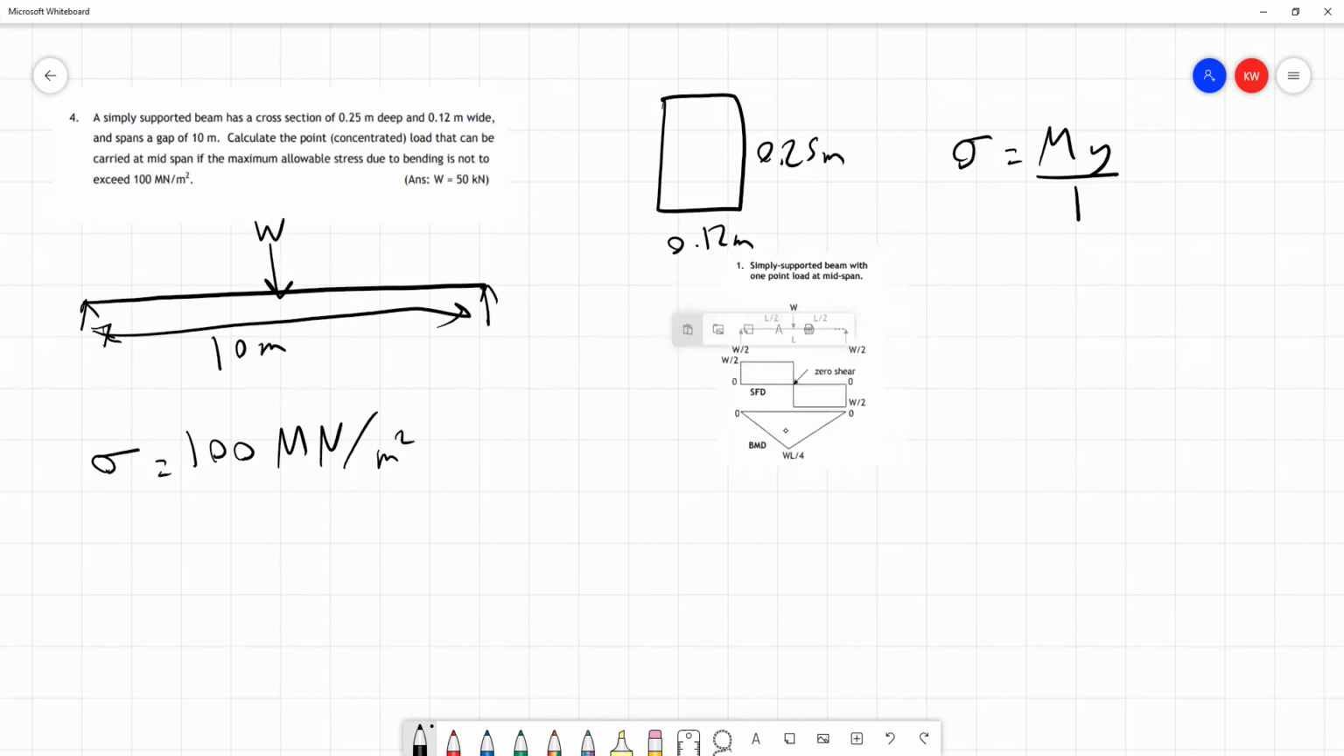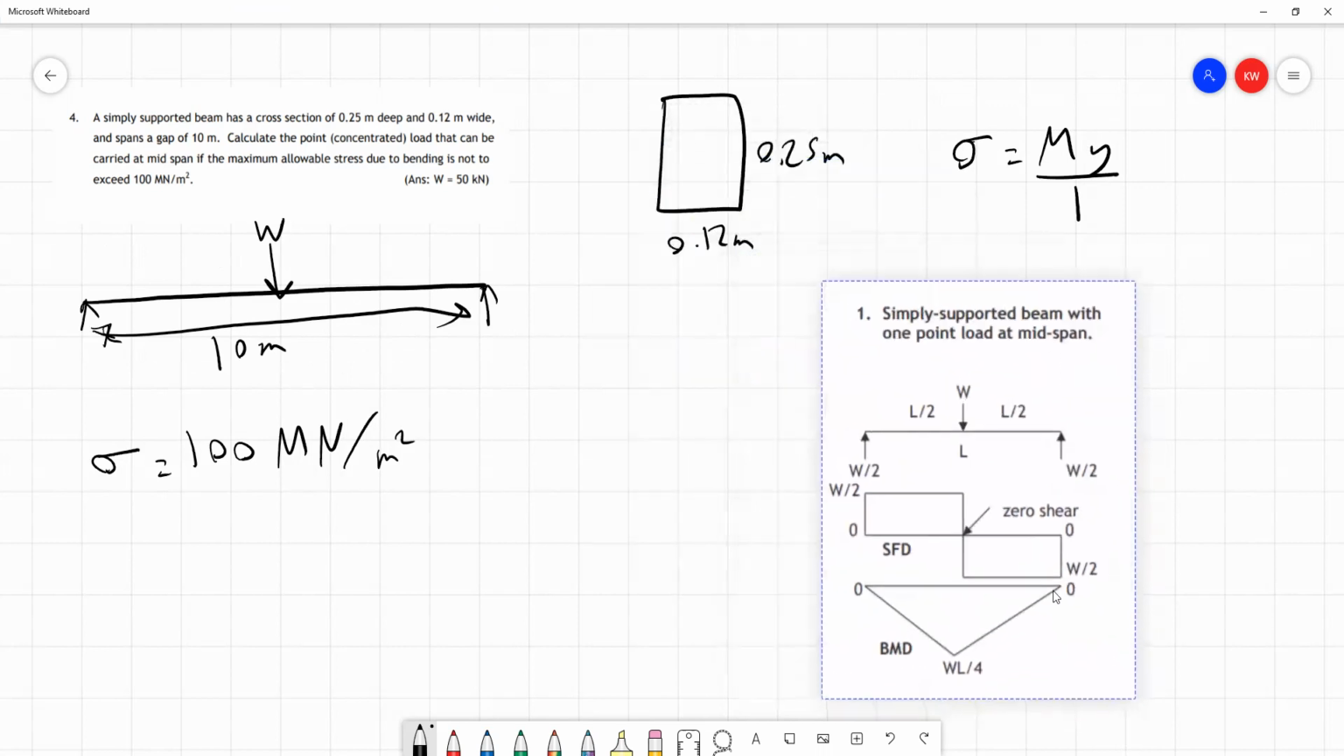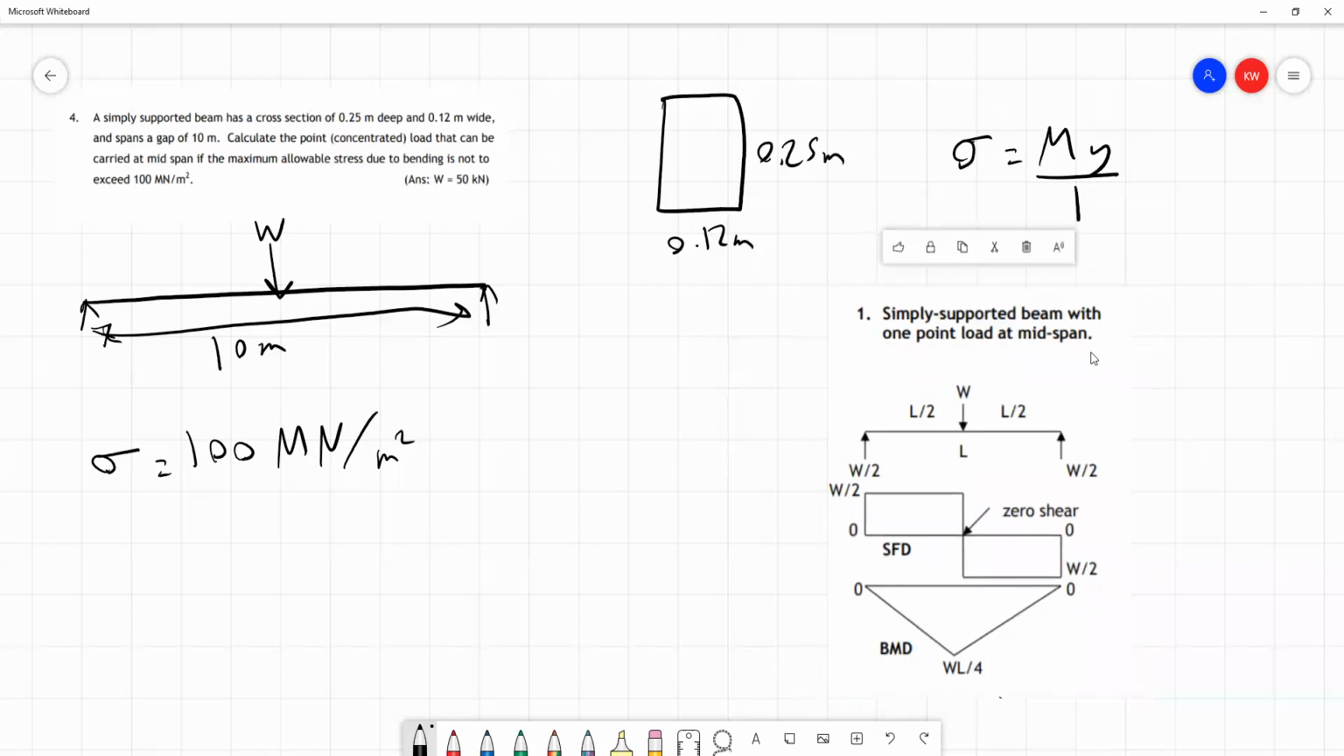I'll bring this image in from the course notes. We have this scenario here, scenario 1 from page 19. We've got a simply supported beam with 1 point load at mid-span. So from this, we can take this formula here, that the maximum bending moment is going to be given by the load times the length divided by 4. I'll get rid of this image now, but we'll make a note of this formula here. M is equal to WL divided by 4.